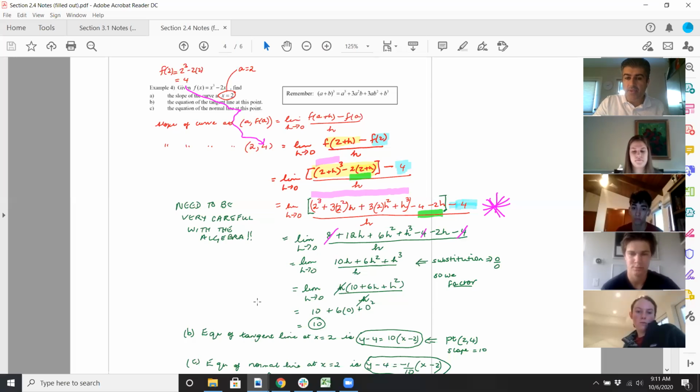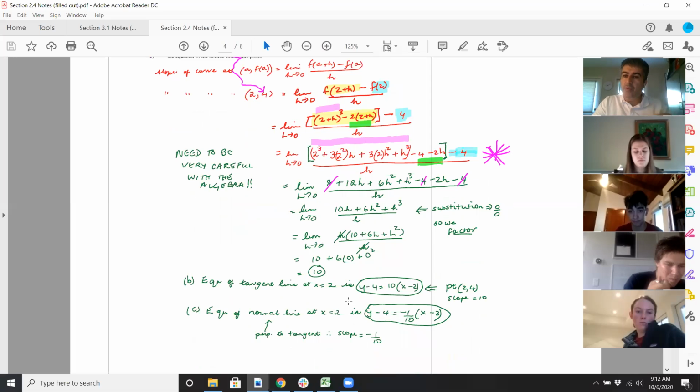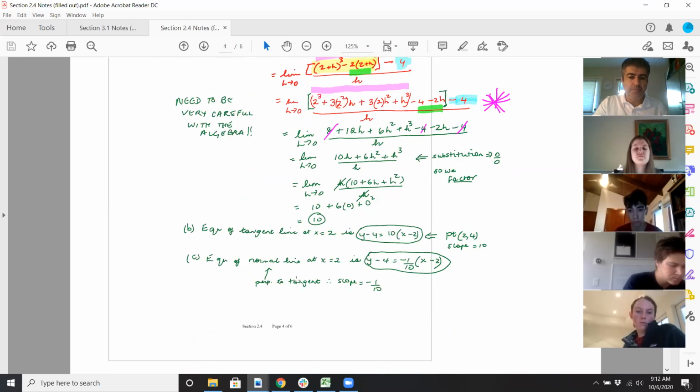That's going to be the slope of the tangent line. To find the equation of the tangent line, that's easy. Just use point slope form. y minus y1 equals m times x minus x1. Your x1 and y1 are (2, 4), because remember, we're doing this at x equals 2. The y value that goes with that is 4. And of course, to do the normal line, you do the negative reciprocal of the slope, right? Negative 1/10. So that should be pretty easy. So we're good there.